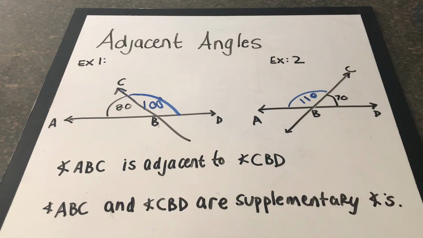Okay, so that's really it. That's the difference between adjacent and vertical angles. And if you get any questions like this, you should be able to answer them with no problem.